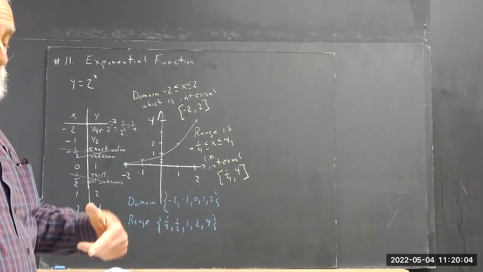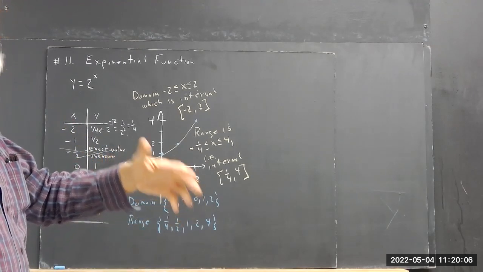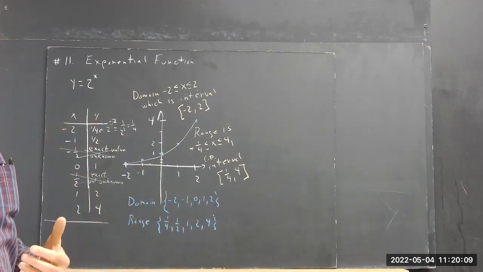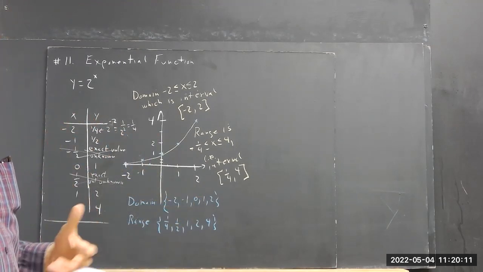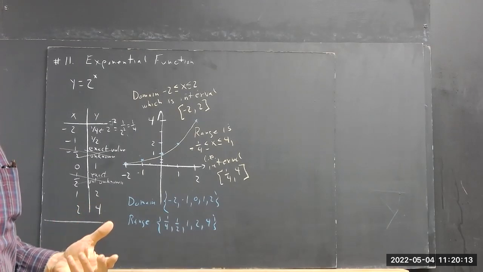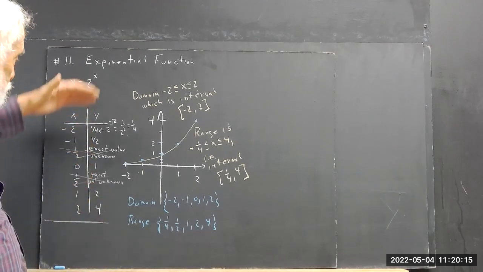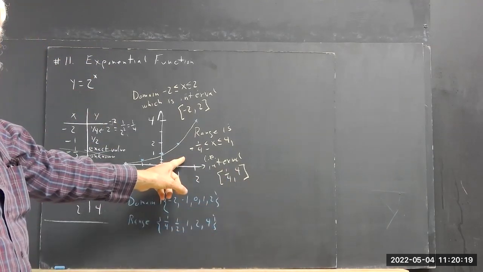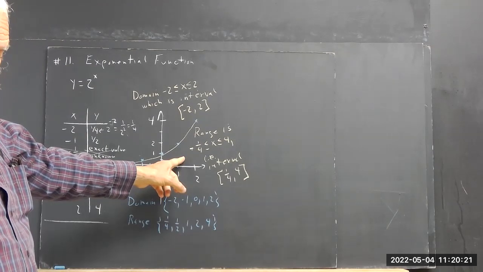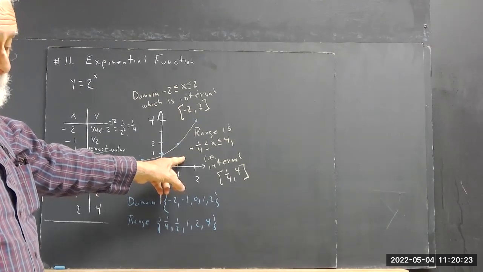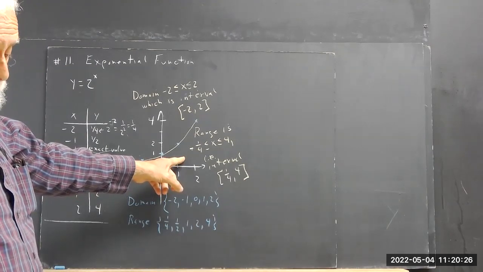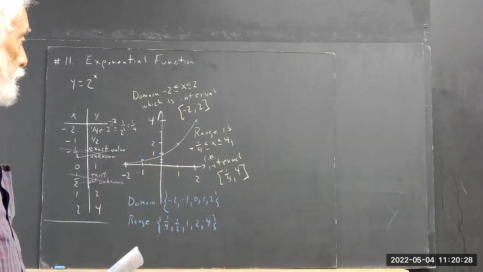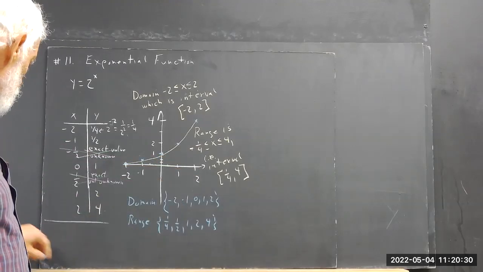Number 12 asks you to do something for a different toolkit function, okay? And that one happens to be the basic cubing function. Well, I don't want to take class time to make the table and go to all the details. So I'm just going to use the graph of the exponential function. So I'm probably going to need a little more room.